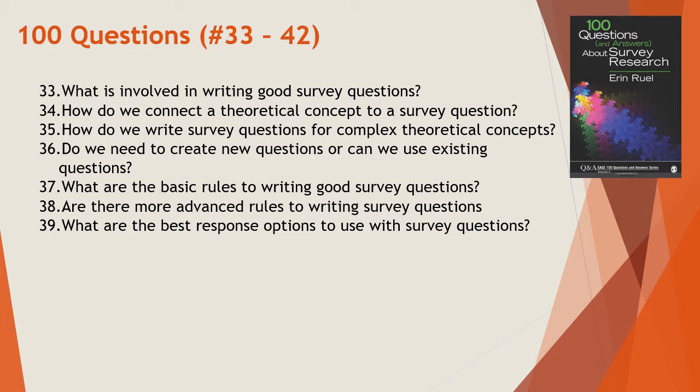What are the best response options to use with surveys? There are two types of responses, open responses and closed-end. Closed-ends are where you just have a list. A multiple choice is a closed-end survey question. You have a number of options to choose from. Open-end is just where you have a blank to fill out.